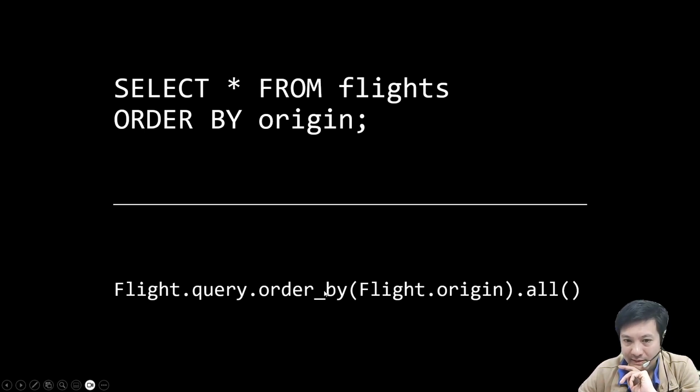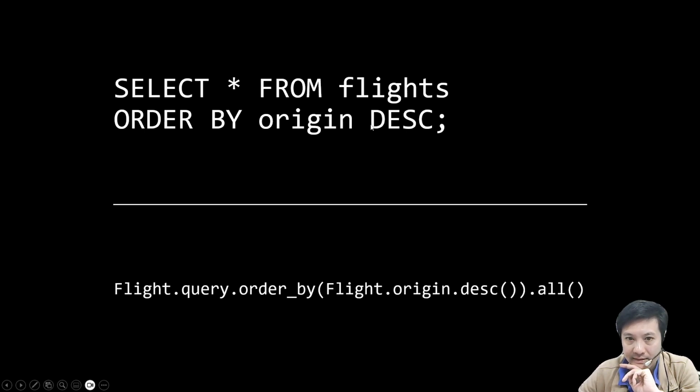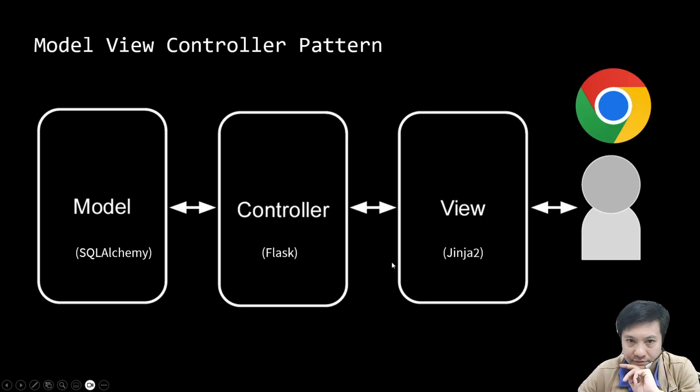And you can have sorting. It's quite simple: order by. You can generate the order by statement for you. And for descending, order by the column name with the descending function, and it will generate the descending order for you.